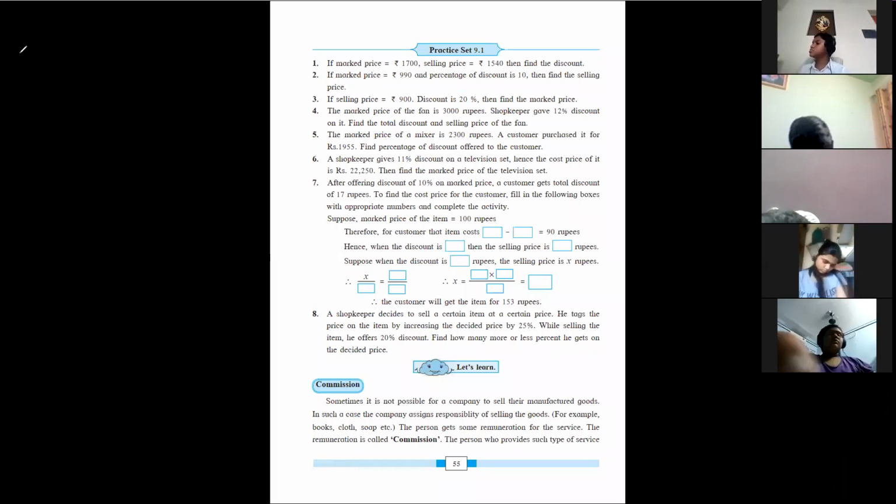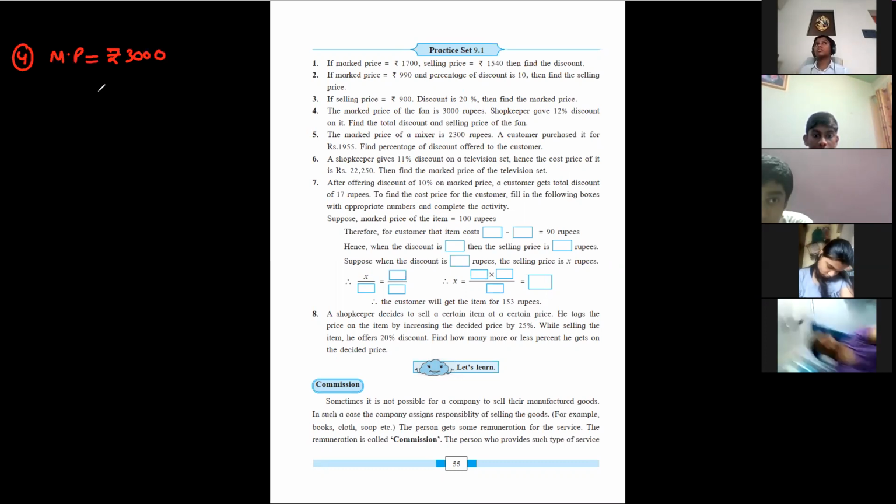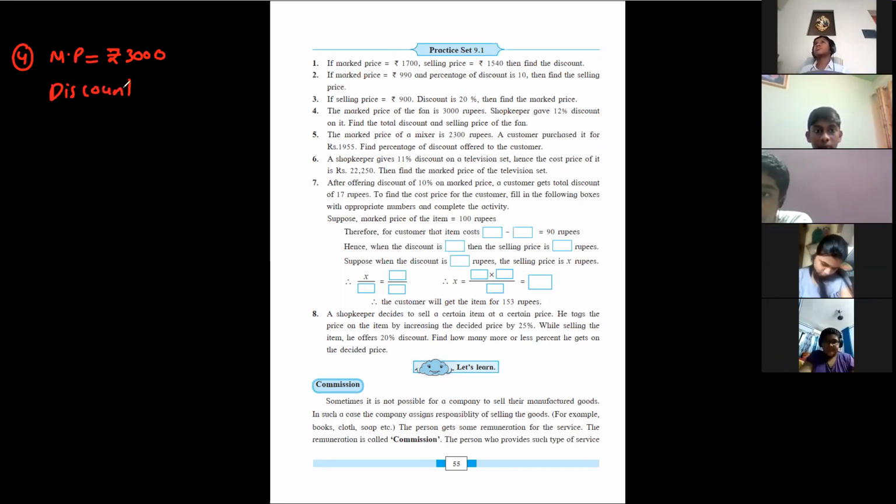Okay, in the fourth question, we are given that the mark price is rupees 3000. Next, we are given that there is a discount percent of how much? 12%. Now we are asked to find out what is the total discount and the selling price. The same thing, what you do is make the table. So here make the table of mark price. Here make the table of discount.